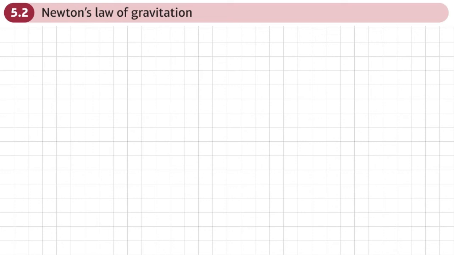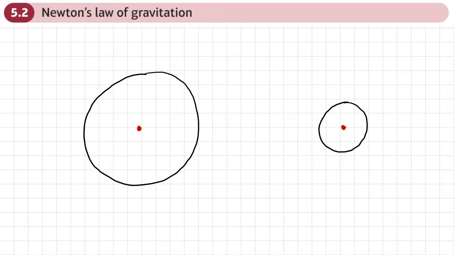This is the second section of chapter 5, dynamics, and this section is on Newton's law of gravitation. Now, Newton's law of gravitation is concerned with the forces of attraction between two bodies and the link between the force of attraction and these bodies and their distance and their masses.